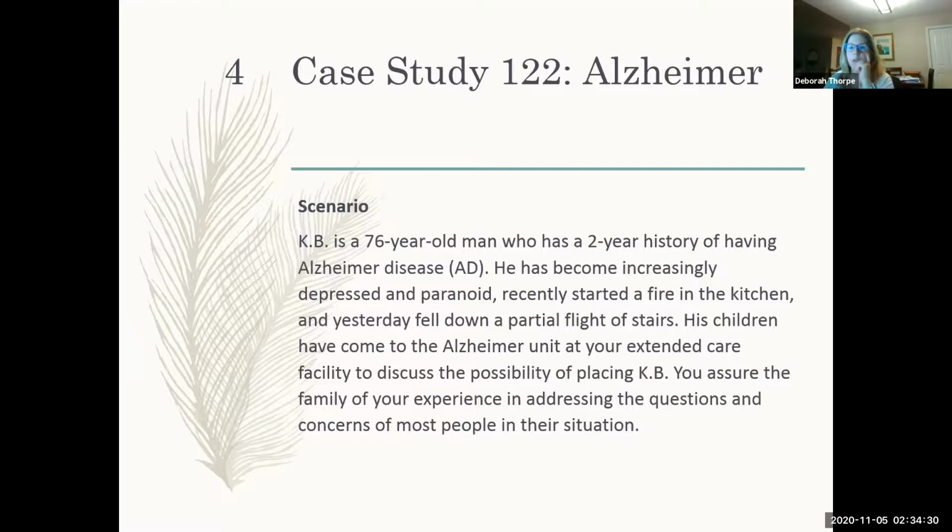So number 14, Elise, number 14. Okay, it says you are concerned KB is not able to verbalize his needs. Write an outcome addressing his issue and identify independent nursing actions to promote communication.